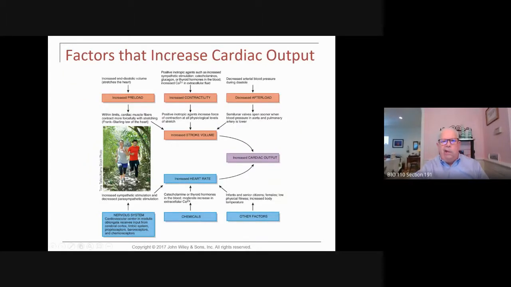We talked about preload. Here's an example of increasing. We talked about contractility. We talked about afterload. And this is sort of a review of what we talked about. Okay?